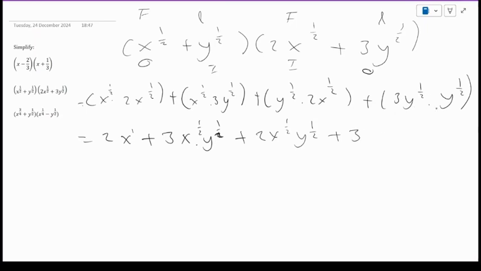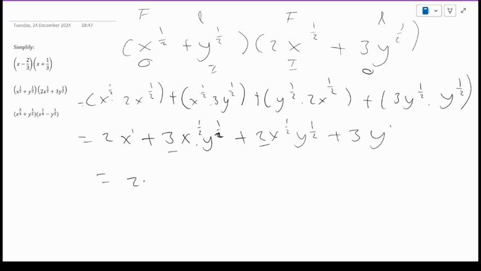Now we look at our variables. This is y to the power of half. That's y to the power of half, right? So what do we do with the exponents? We just add them. Half and a half gives us 1. And then we check our like terms. This is x to the power of half, y to the power of half. Same thing here. So what we look at, we just add the coefficients.